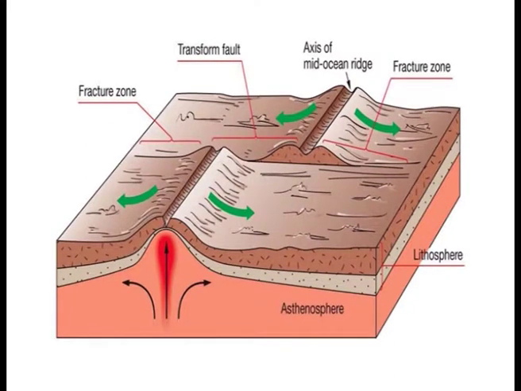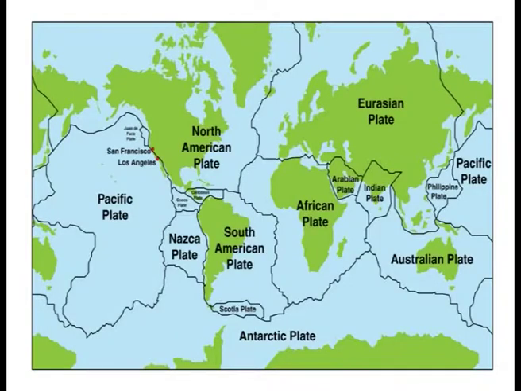There are 3 types of plate boundaries. Number 1, the axis of the oceanic ridge, where the plates are diverging and new oceanic crust is generated. Number 2, transform faults, where the plates slide past each other. Number 3, subduction zones, where the plates are converging and one descends to the asthenosphere. The major plates of the world are the Antarctic plate, Australian Indian plate, Eurasian plate, Pacific plate, North American plate, South American plate and African plate, and others are minor plates.